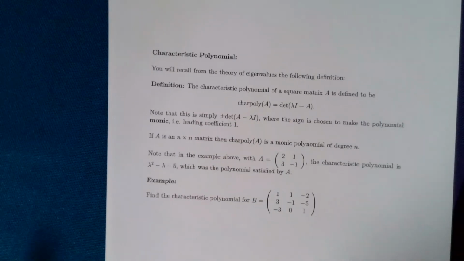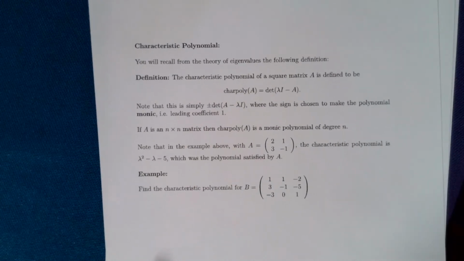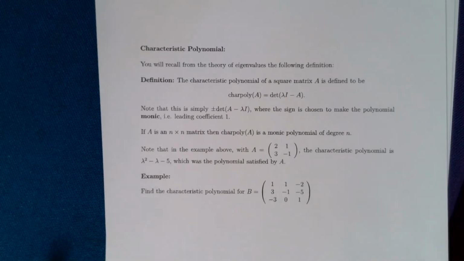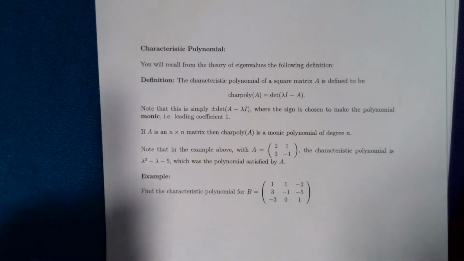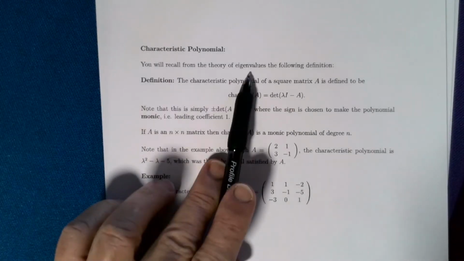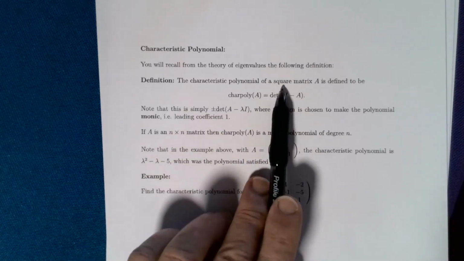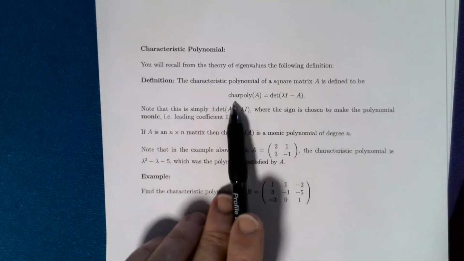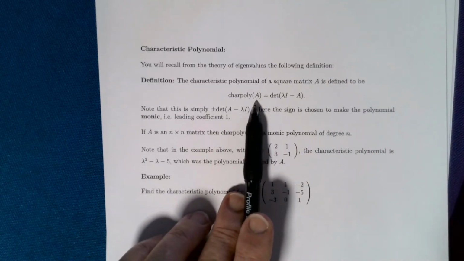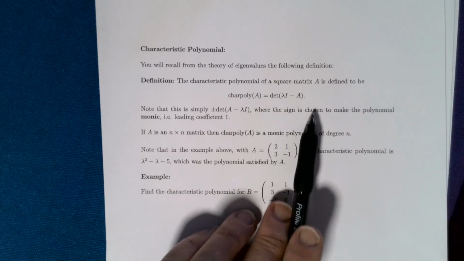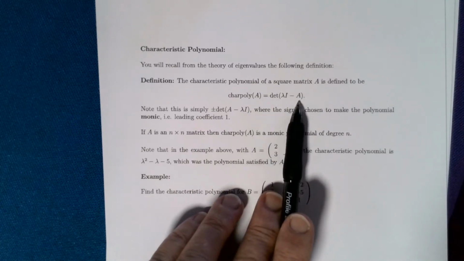So firstly, I want to come back to this definition you will have had from before in your study of linear algebra, which is the characteristic polynomial, because the answer to all of the questions we've just been looking at was connected back with eigenvalues and eigenvectors again. So from the theory of eigenvalues, we had the following definition, that the characteristic polynomial of a square matrix A is defined to be charpoly of A. Now, various books do different things here. The correct, in inverted commas, definition is det(lambda I minus A).